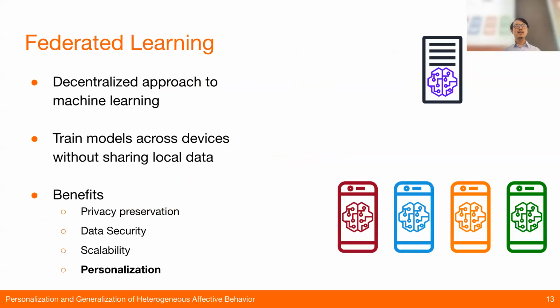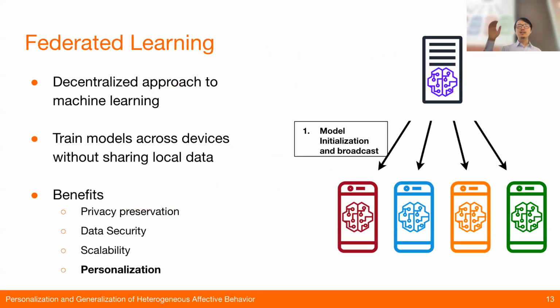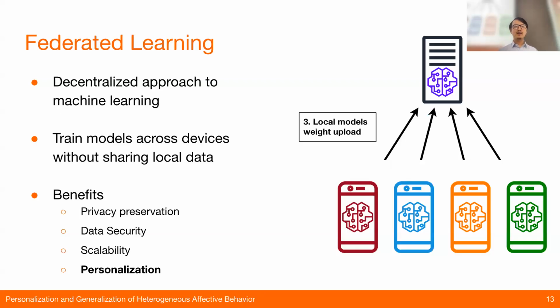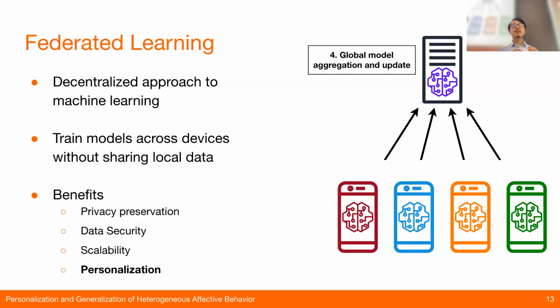So it more correlates with the client-server model in case of network architecture. First, there is model initialization in the server, and the model is broadcast to all of the clients. Second, the client models train the model with their own dataset. Third, the trained models' weights are uploaded to the server. And finally, the server performs the global model aggregation and updates it.